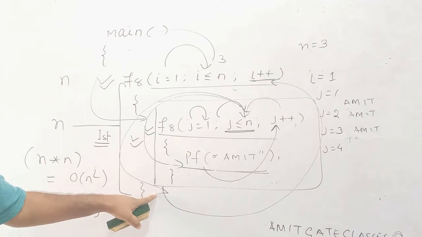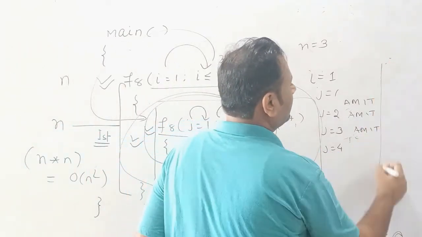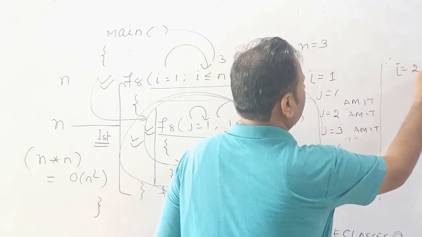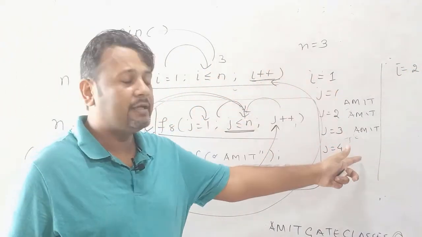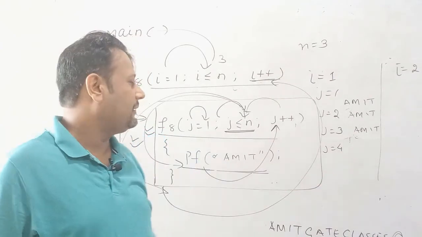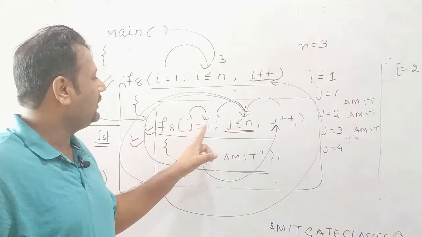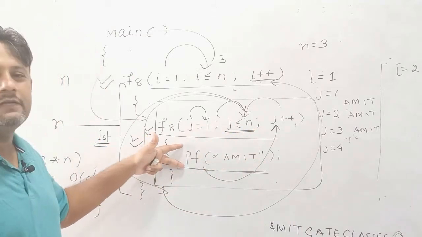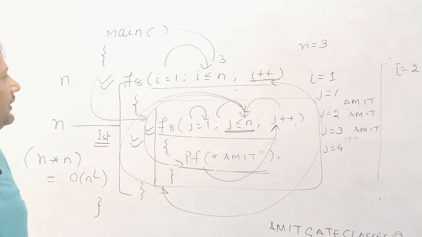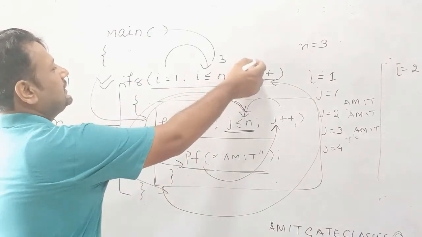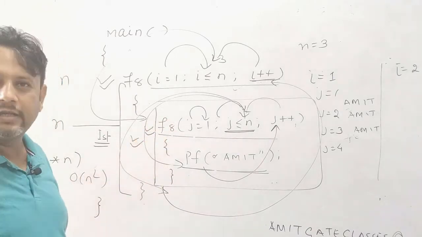Once you come outside from this loop, you will go to the outer loop, and i will become 2. Now just have a look. When i equals 1, how many times is Amit getting printed? 3 times. Why? Because the inner loop has to run 3 times, 1, 2, 3. So definitely this printf statement is going to be executed 3 times. In the very same order, when i equals 2, condition is going to be true, and again we'll come inside, and this Amit is going to be printed again how many times?